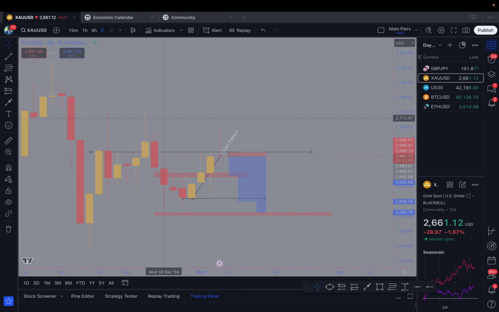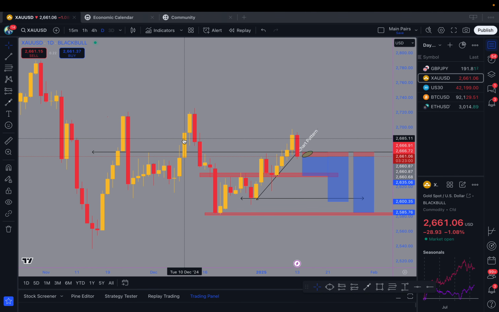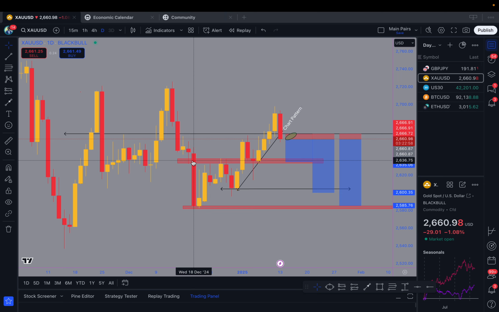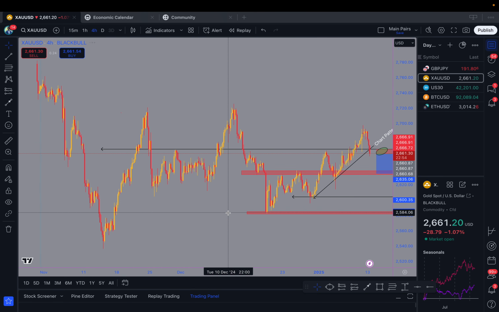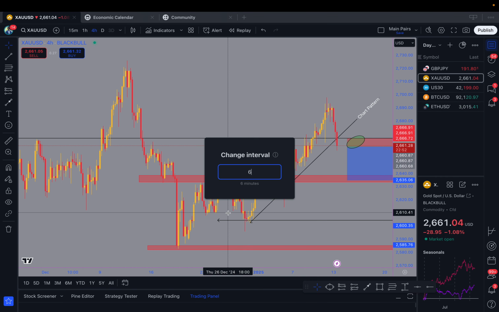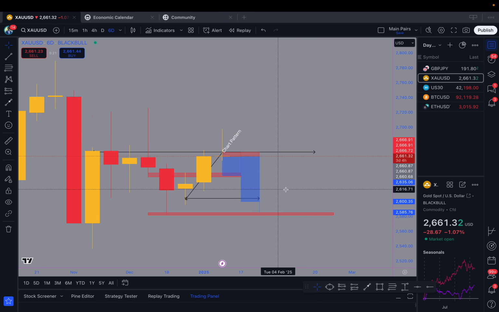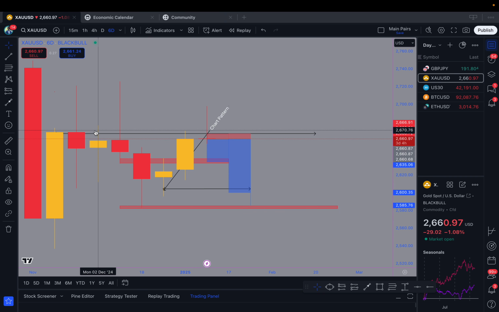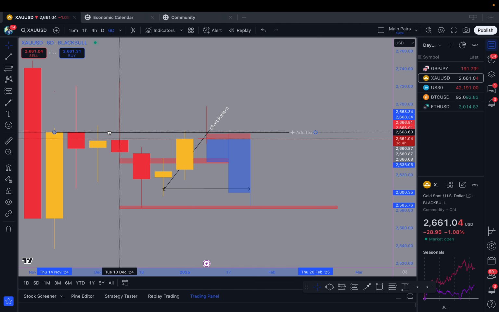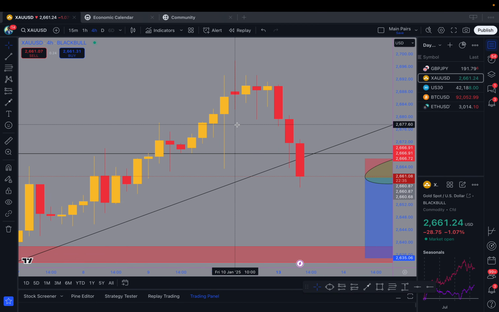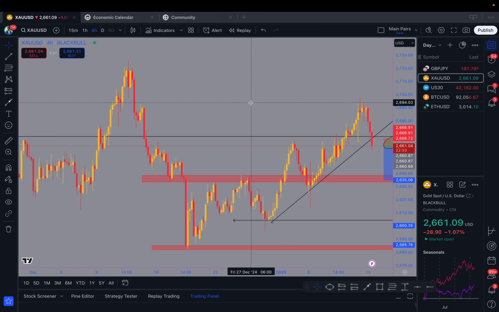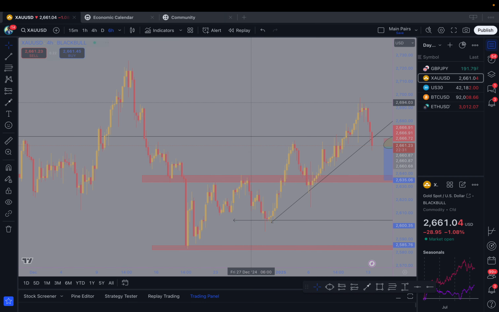Oops. Yo, that's wild. That is wild. It had to have been here, right? But then, why isn't it lined up properly? All right, sweet. There we go. I was drawing this on a 6 hour.